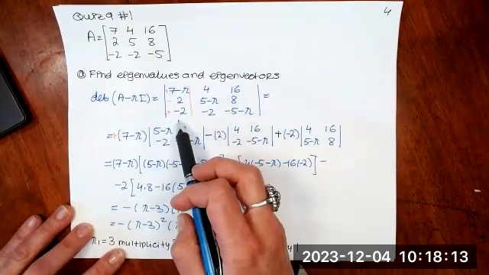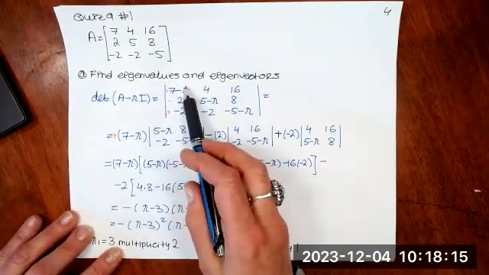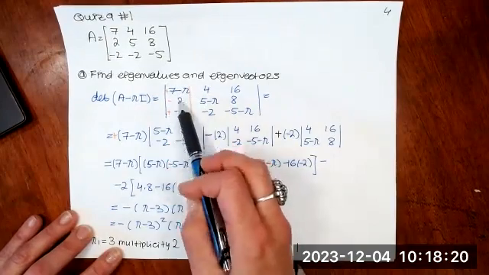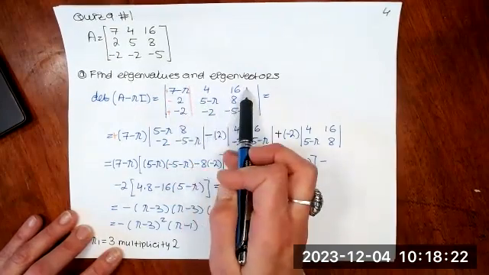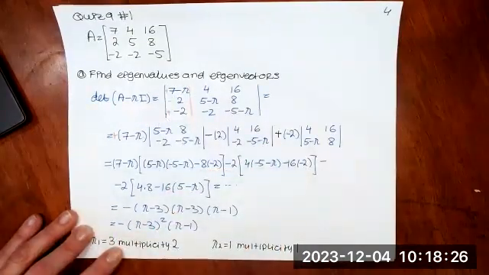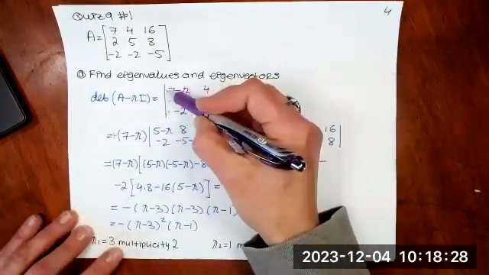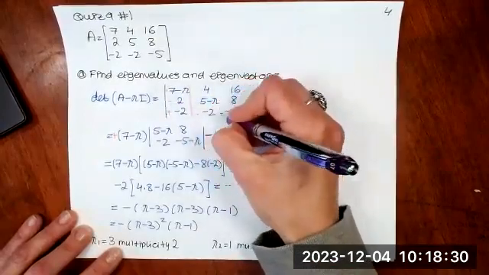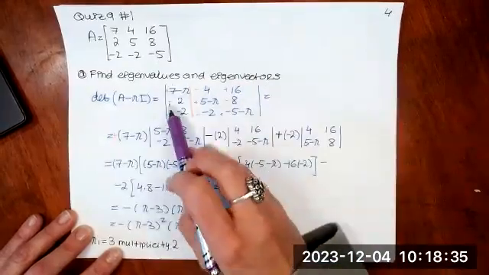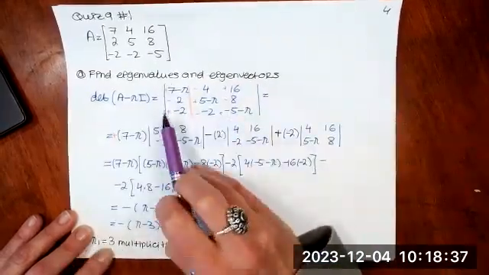But remember, when you're doing your cofactor expansion, you take the value here and multiply it by what's left when you delete its row and column, but you also have to take care of the signs, right? You always have this checkerboard pattern: plus, minus, plus, minus, plus, plus, minus, plus, minus. So don't forget your signs in cofactor expansion.